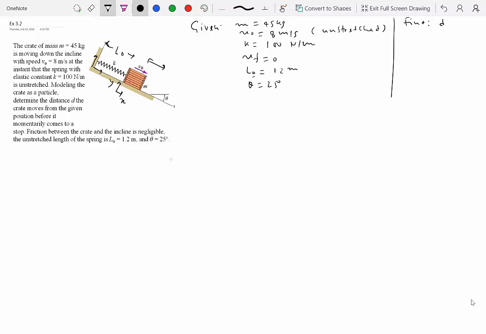So after a while, the crate would move to some location, and it is going to be at a distance x, let's say, from the origin. So the origin of my reference frame is right at the instant when the spring is unstretched. The reason I'm doing this is because I don't want to be bothered with the unstretched length. In all likelihood, this is not going to matter in this problem. Now we show our position variable, and this position variable is of course shown for a generic position, which means its initial position and final position.